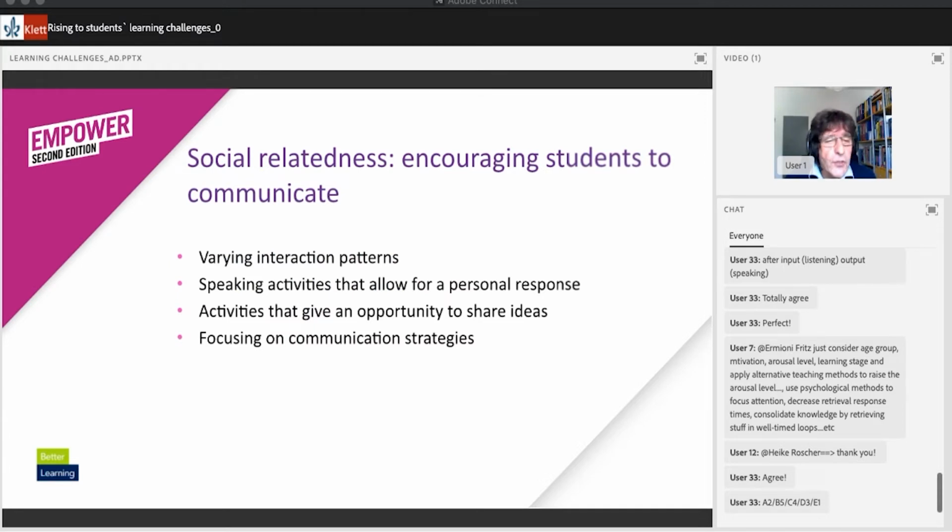Okay, just to summarize then, these are some of the ways of encouraging students to communicate in class and developing this social aspect of the lesson. Varying interaction patterns, but also choosing activities that allow for a personal response, sharing ideas, and focusing on the language of interaction to develop communication strategies for the learners.